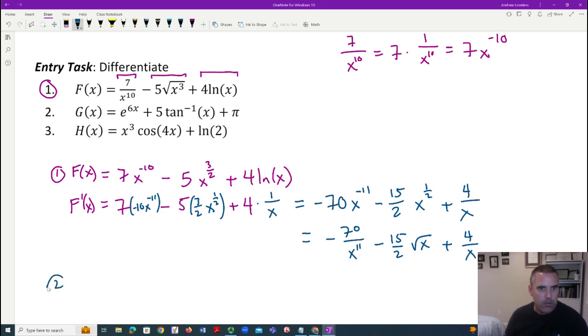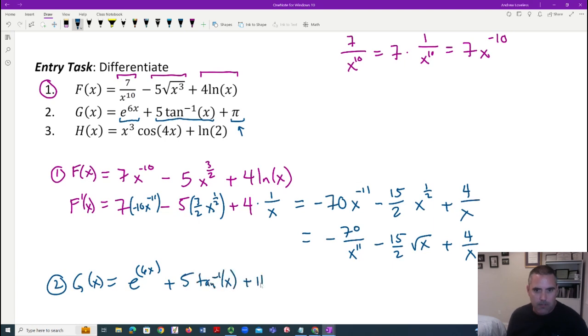Problem 2. It's 3 terms. This one right here is a constant term. There are no x's. And if there are no x's, the derivative is 0. It's just a number, 3.14. Okay, so let's write this function down. The function is e to the 6x plus 5 arctangent of x plus pi.